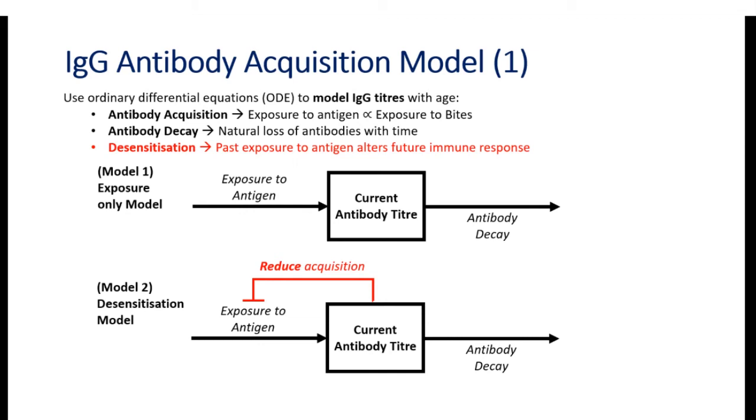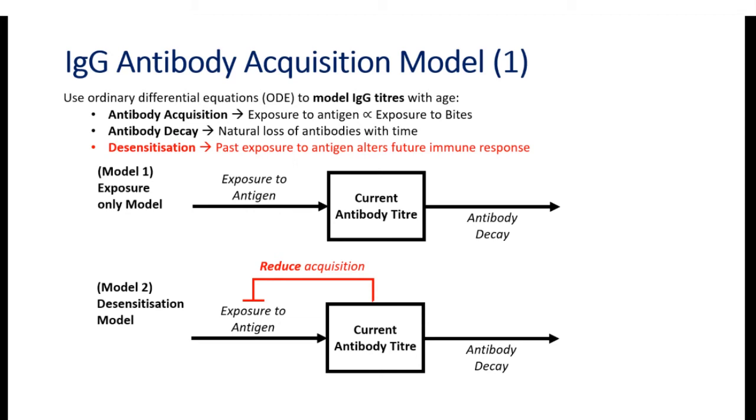And we also assume that antibodies don't stay within individuals forever, they decay. So we have a rate at which antibodies flow out, and the balance of the rate at which you're being exposed and antibodies are coming in and the rate at which they're decaying allows you to get an idea of what an individual's current antibody titer should be. And that creates a very basic model up there. It's model 1, the exposure only model.